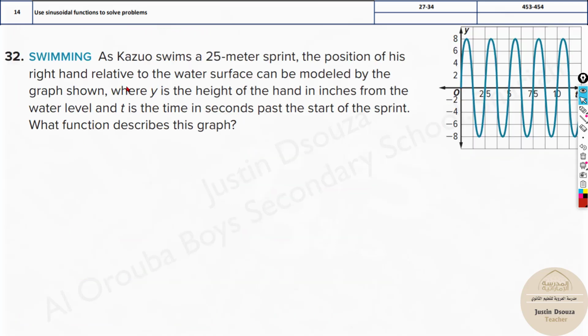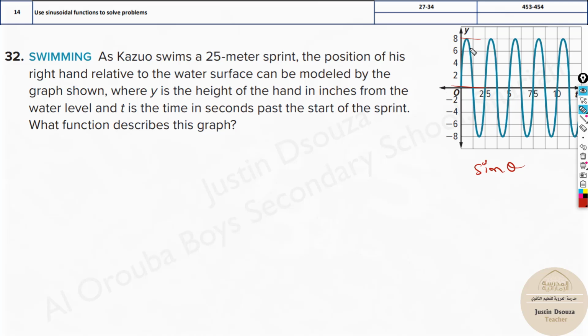A problem about swimming: as Kazuo swims a 25-meter sprint, the position of his right hand relative to the water surface can be modeled by the graph shown over here, where y is the height of the hand in inches from the water level and t is the time in seconds past the start of the sprint. What function describes this graph? This starts from the beginning, that's 0, and it goes up, so I can easily tell it's a sine graph, isn't it? Sine theta. But we have to just write the equation of the graph.